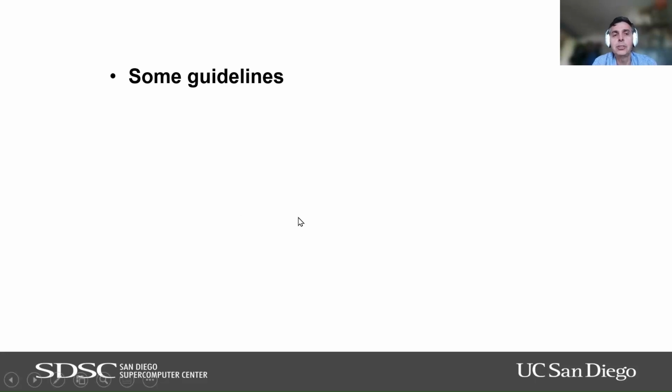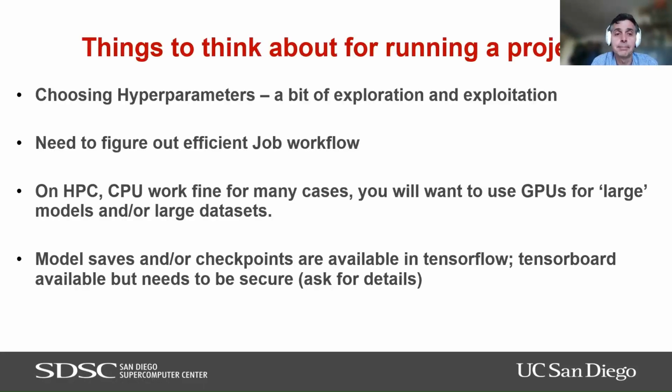All right, so let me switch to some guidelines on how you might run this on HPC, or how you might run these in general. These are things to think about in your project. The first thing is choosing hyperparameters, such as layers. There's the architecture hyperparameter, which we'll talk a little bit about. The basic idea is you're going to do a little bit of exploration and exploitation, if you're familiar with those terms. You need to figure out an efficient job workflow. That's in some sense your personal preference. Sometimes you've got to look at what other people have done.